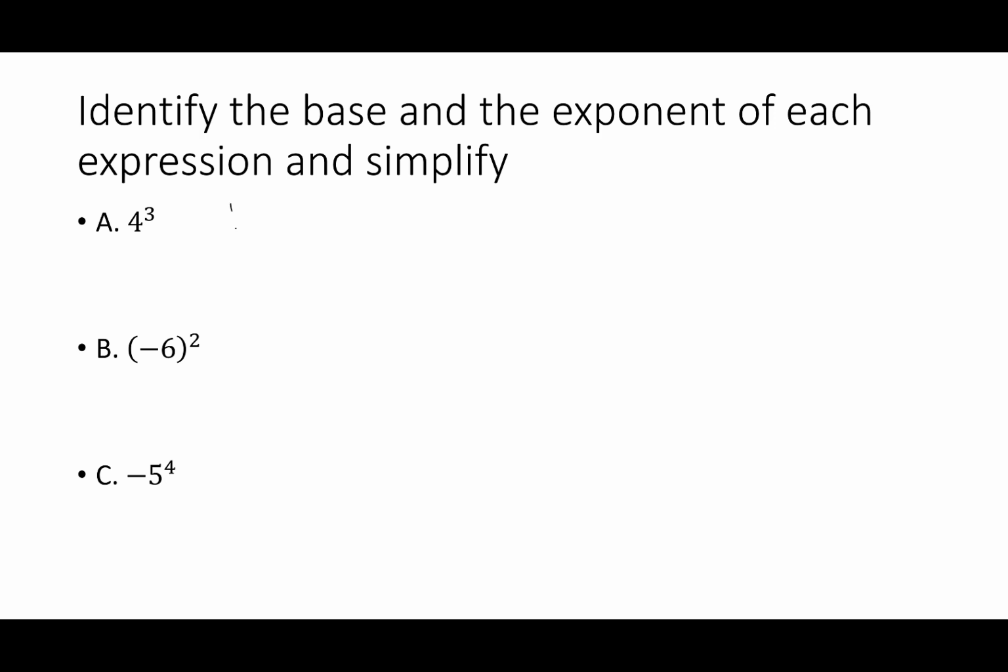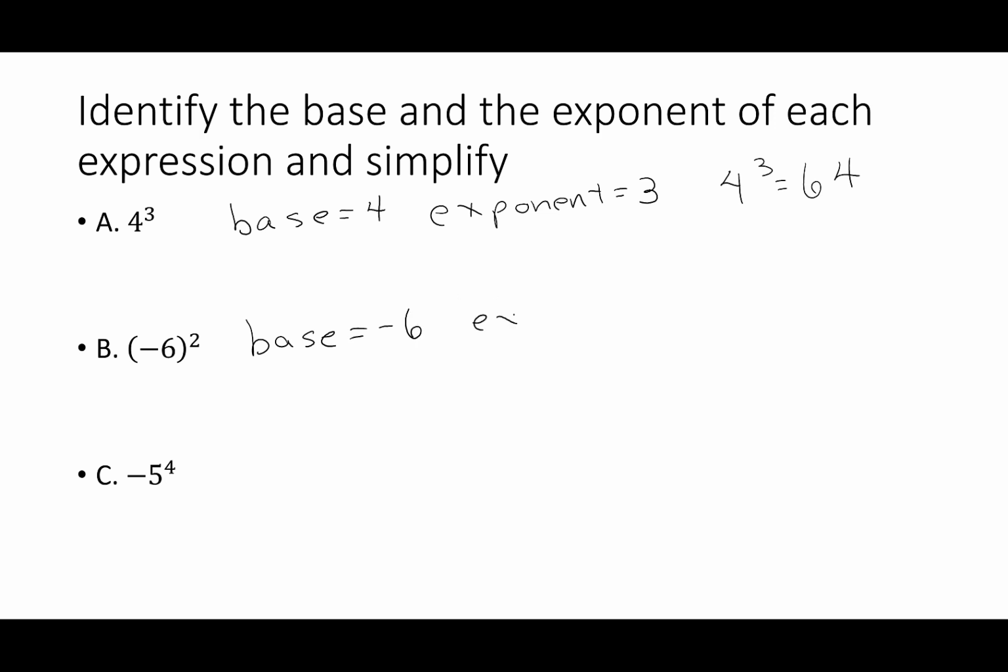So with 4 cubed, the base is 4. The exponent is 3, and if you put this in your calculator, 4 cubed is equal to 64. B says negative 6 squared, so my base is negative 6. The exponent is equal to 2, and then I'm going to show you this. This is negative 6 times negative 6, which is a positive 36.